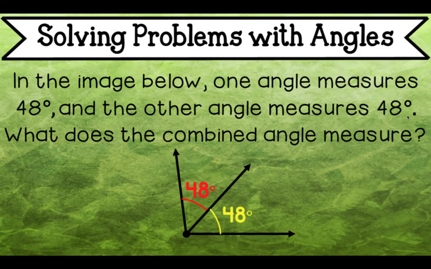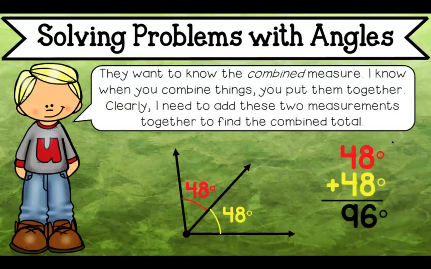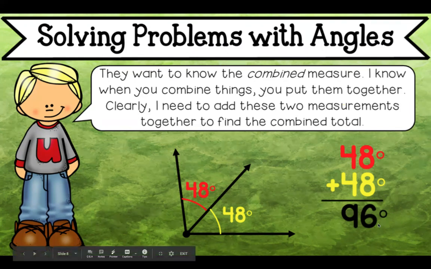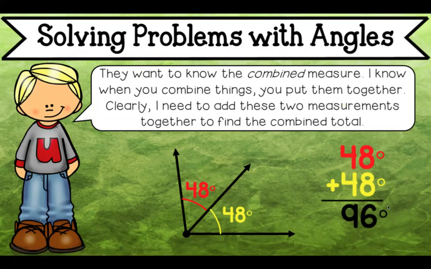What are we going to have to do there? Well, if it's asking for the combined angle measure, we're going to have to add them. They want to know the combined measure. I know when you combine things, you have to put them together. So I need to add these 2. And when I do, I get 96 degrees. So that would be our answer. 48 degrees plus 48 degrees. The combined measure is 96 degrees.